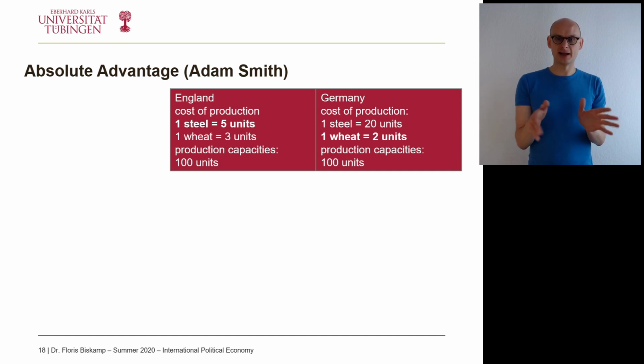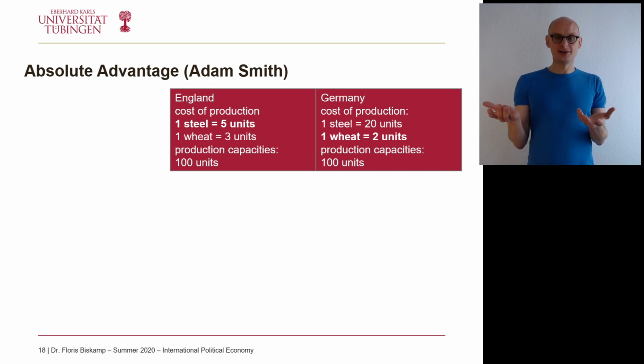And I will just illustrate this with an example. Let's say we have two countries, England and Germany. And both of these countries are good at producing different things. So England is good at producing steel, maybe because they have good steel factories and they have a lot of expertise there. Germany, however, is good at producing wheat, maybe because they have the better soil or whatever.